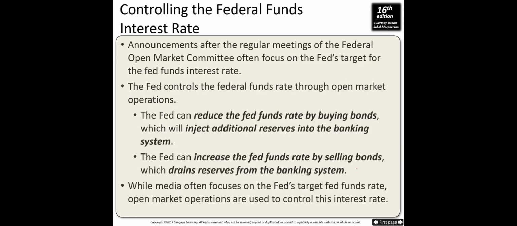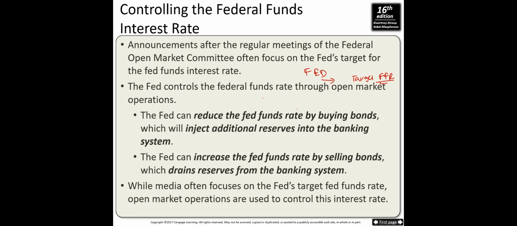Announcements after the regular meetings of the Federal Open Market Committee often focus on the Fed's target for the federal funds rate. As I said, the Fed meets every 6 weeks, and during the press release, the Fed tells the public what the target for the federal funds rate is going to be. Remember, the federal funds rate is the rate at which banks borrow from each other. The Fed controls the federal funds rate through open market operations.